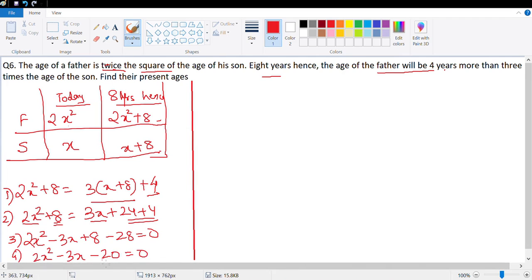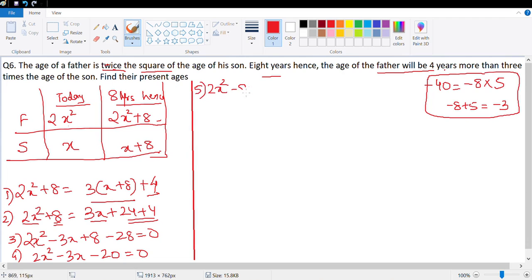So I need to find factors of negative 20 into 2, that's negative 40, the sum of which will be negative 3. So I could look at this as negative 8 into 5, and negative 8 plus 5 is also equal to negative 3. Perfect. So we've been able to split negative 3 as negative 8 plus 5. So let's go ahead and do it. So this will be 2x square minus 8x plus 5x minus 20 is equal to 0.